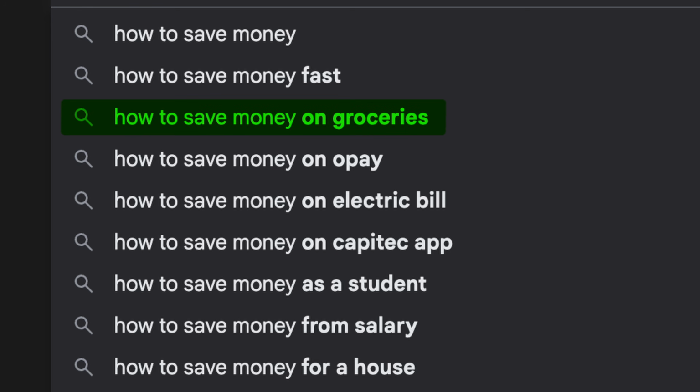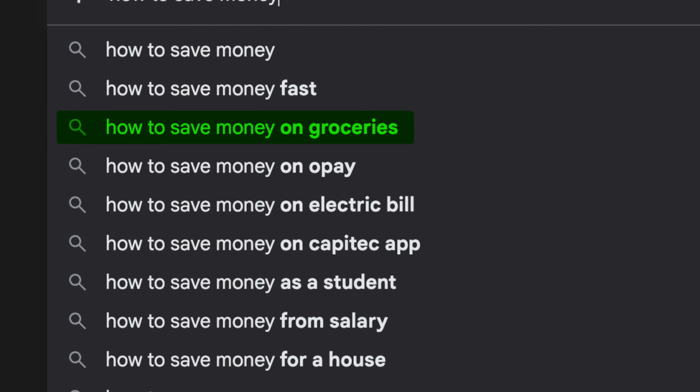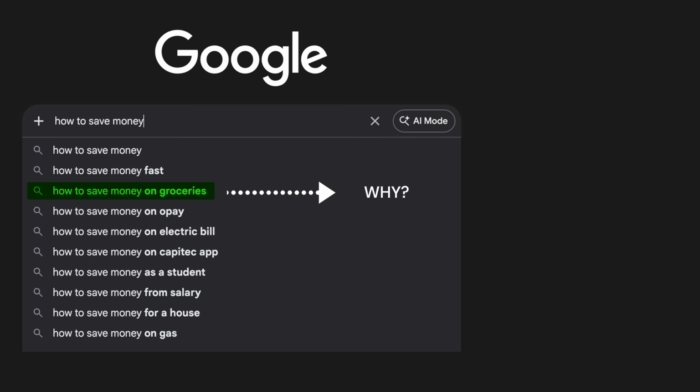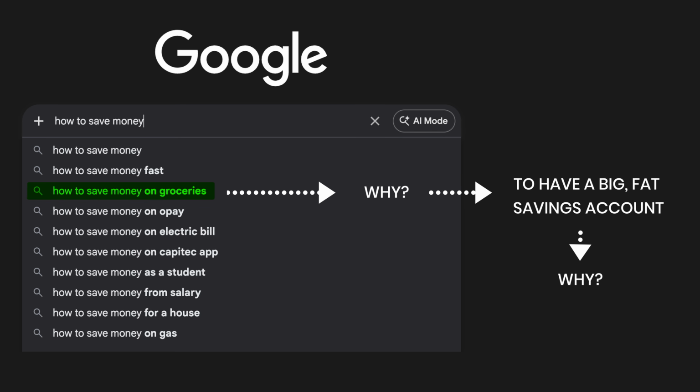Take the external problem you discovered from the research. People want to save more money on groceries, and ask why. To have a big fat savings account. Ask again, why? To feel safer. This is the internal problem. The viewer wants to feel safe and, if necessary, be able to buy something without struggle, buy a vacation if they want, and feel financially relaxed.